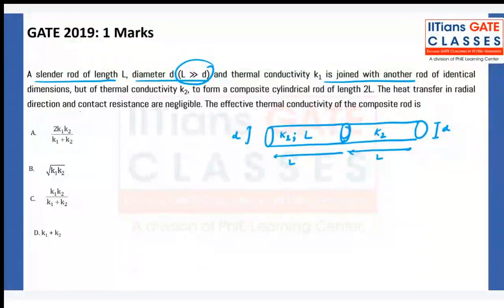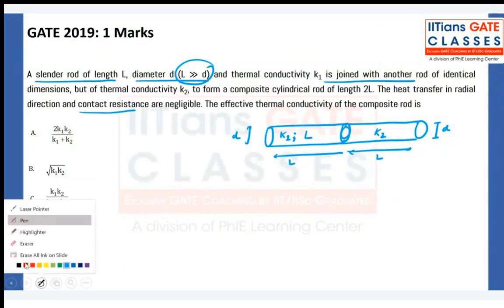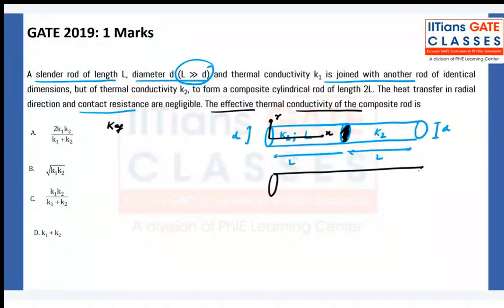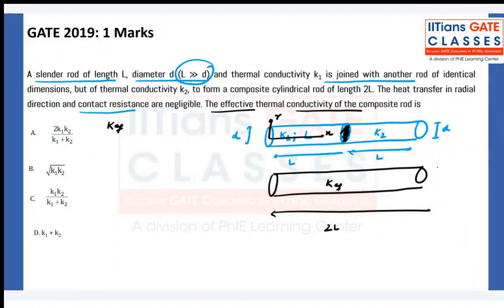So at this point contact resistance is negligible, and they are saying heat transfer is not happening in radial direction. It is happening in the axial direction, let's say X direction. We need the effective thermal conductivity of the composite slab, so I need to find K equivalent. I can take an equivalent slab which has length 2L and an equivalent thermal conductivity K. Diameter is D itself, no problem.